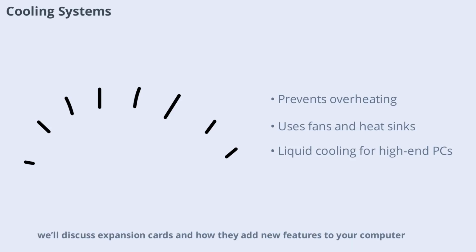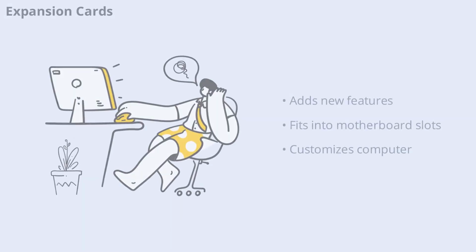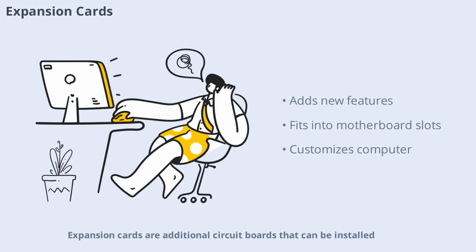In the next scene, we'll discuss expansion cards and how they add new features to your computer. Expansion cards are additional circuit boards that can be installed into the motherboard to add new features or improve performance. Common types include graphics cards, sound cards, and network cards. These cards fit into slots on the motherboard and allow you to customize your computer for specific needs, like gaming or video editing.